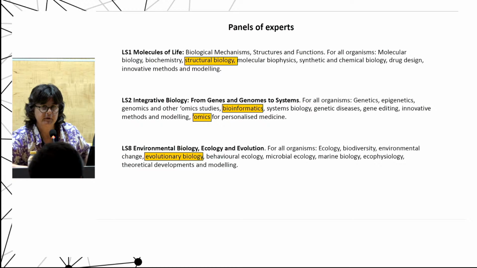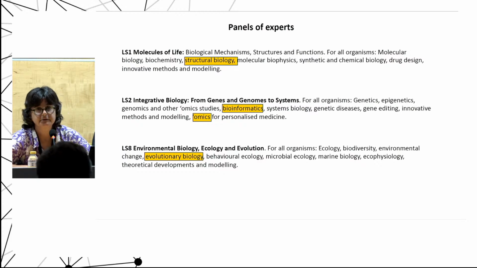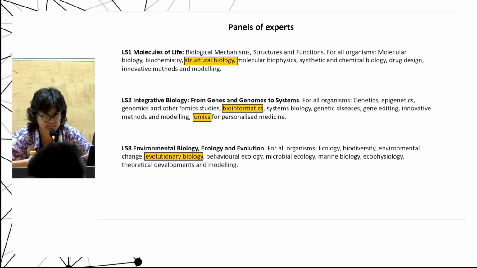And there are different panels of experts in the life sciences. There's, I think, 9, and 3 of them would fit bioinformatics expertise like ours. The molecules of life has more elements of structural biology, modeling. Then there is another one, from genes to genomes and systems to systems, more bioinformatics, omics for personalized medicine, more genomics. And the third one is the one I applied to. It's more focused on evolutionary biology, which is my main field of expertise besides bioinformatics.